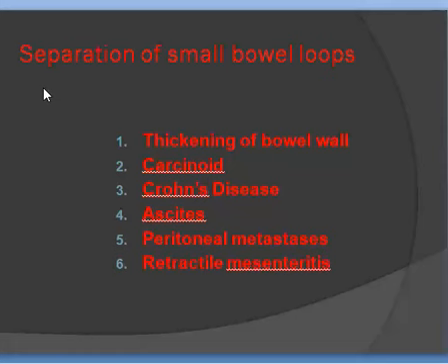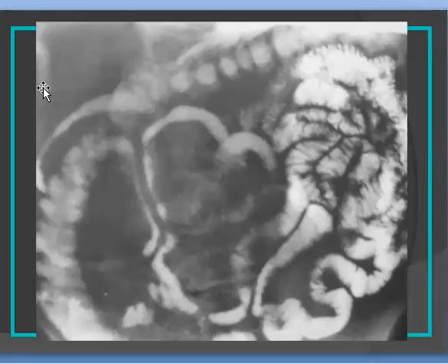Separation of the small bowel loops from each other may be due to thickening of the wall, carcinoid tumor, Crohn's disease, the presence of ascites, peritoneal metastasis, mesenteritis or retractile mesenteritis. These are the separation of the loops due to the presence of a lot of lymph nodes. Could be a sign of Crohn's disease.